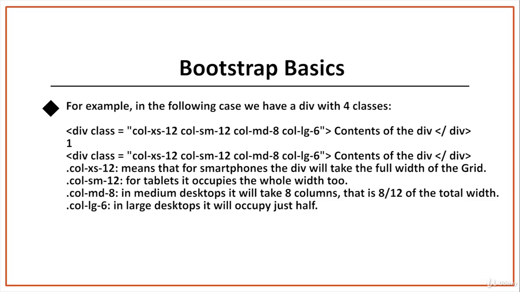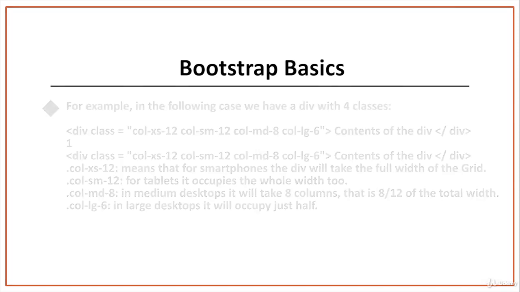.col-xs-12 means that for smartphones the div will take the full width of the grid. .col-sm-12 means for tablets it occupies the whole width too. .col-md-8 means in medium desktops it will take 8 columns, that is 8 by 12 of the total width. .col-lg-6 means in large desktops it will occupy just half.